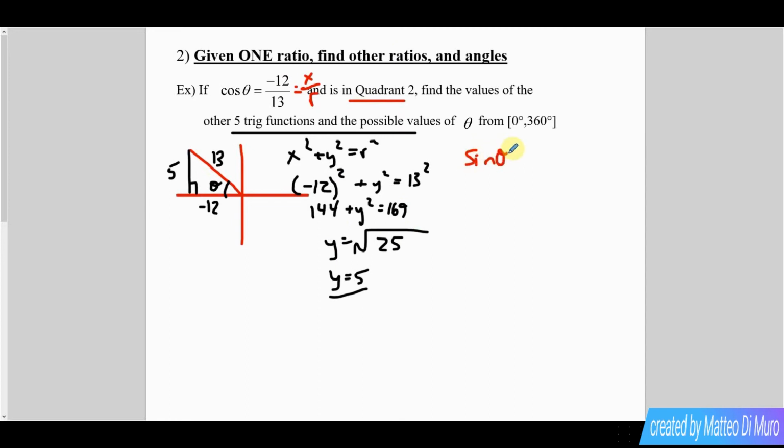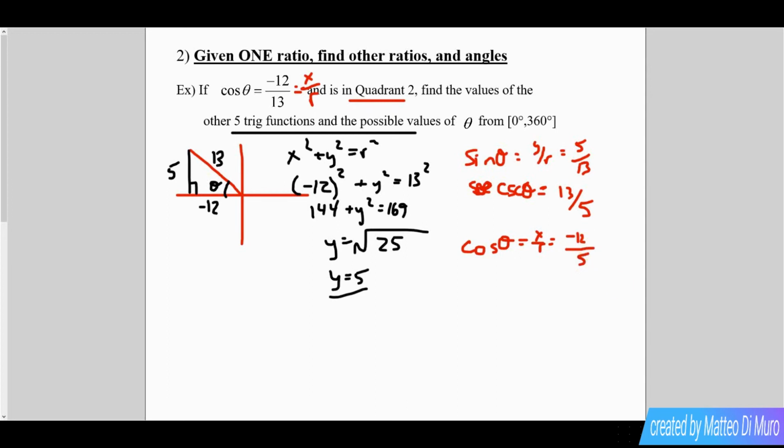Sine theta, so that's y over r. So that's going to be 5 over 13. I can go ahead and do a secant. No, that would be cosecant. Starting to get confused. I just want to do the one that's related to sine. So 1 over sine is cosecant. So that is 13 over 5. Let's go ahead and do cos theta. Now that's x over r. So x is negative 12, and r was 13.